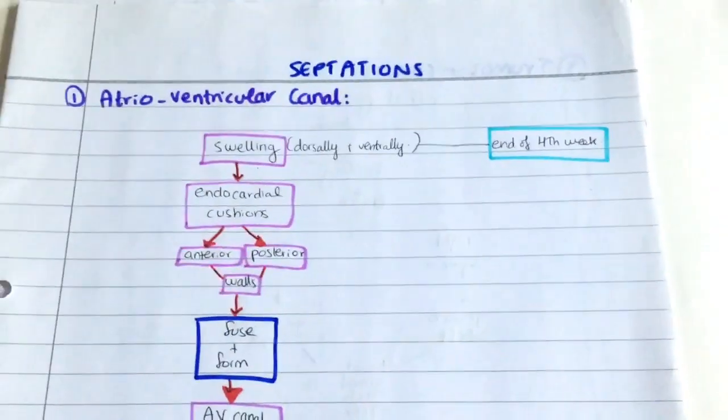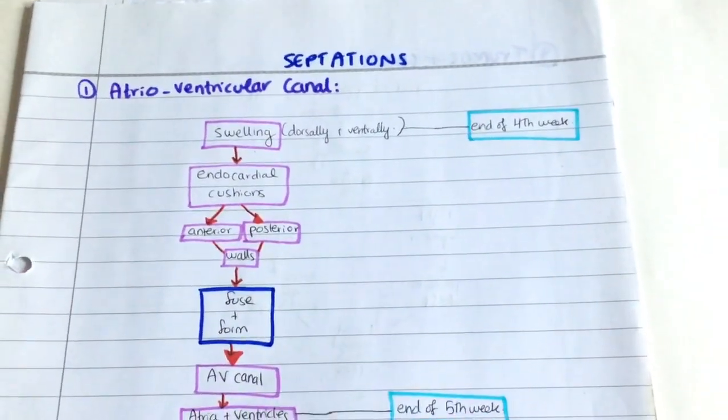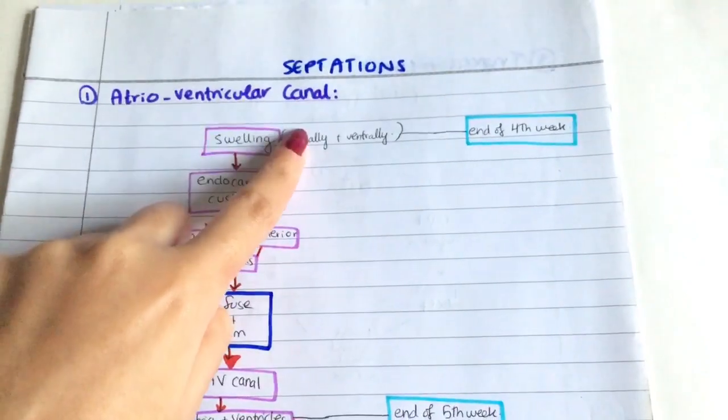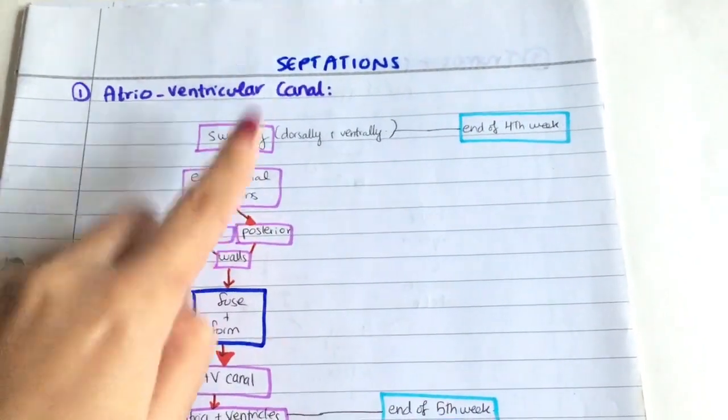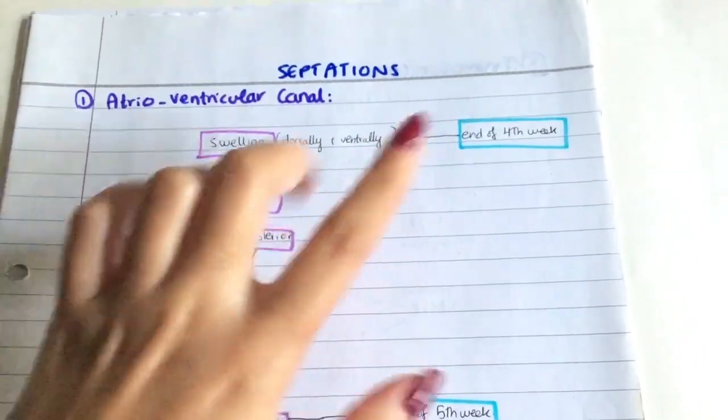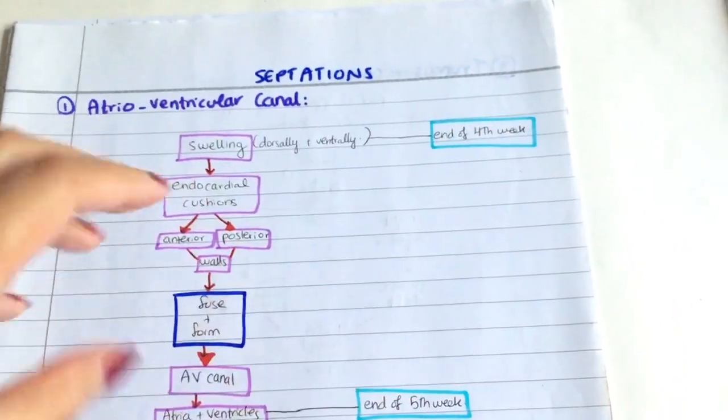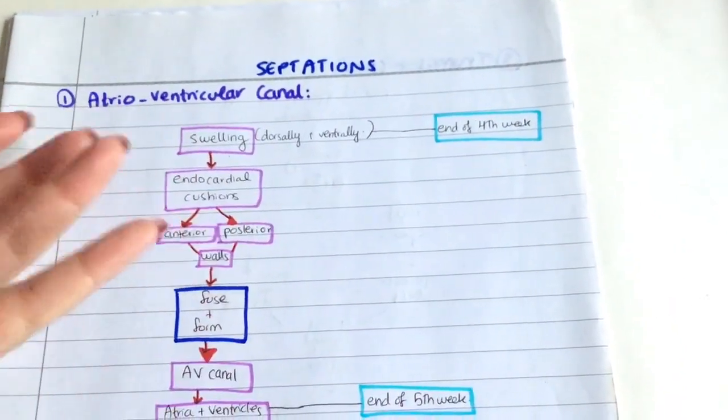Now we're on to septations. So there are three septations. Number one is the atrioventricular canal. So you have some swellings. You have a swelling dorsally and ventrally at the end of the fourth week, okay? And endocardial cushions are formed, okay?